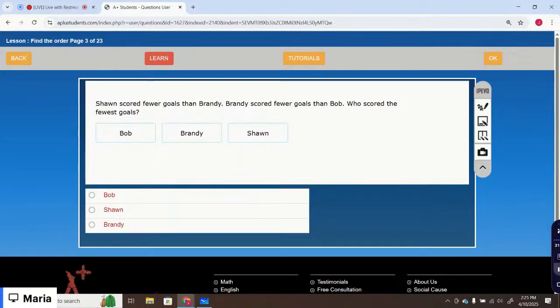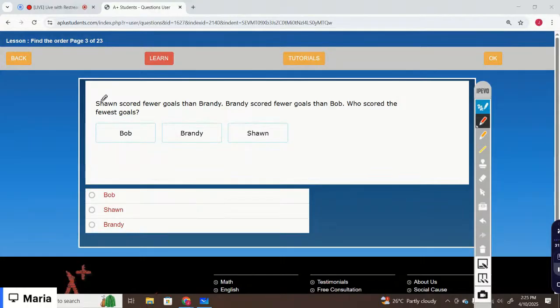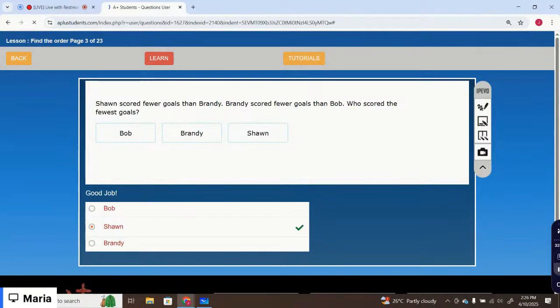Sean scored fewer goals than Brandy. Brandy scored fewer goals than Bob. Who scored the fewest goals? Sean scored fewer goals than Brandy, and Brandy scored fewer goals than Bob. So Sean is the one who scored the fewest. So option number two is the correct option. Sean scored the fewest goals.